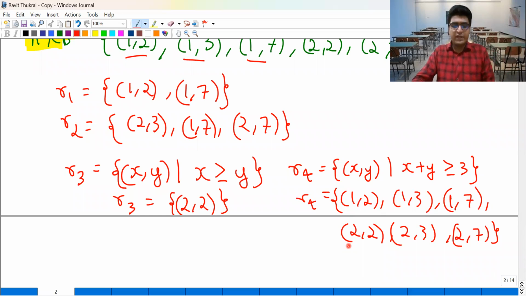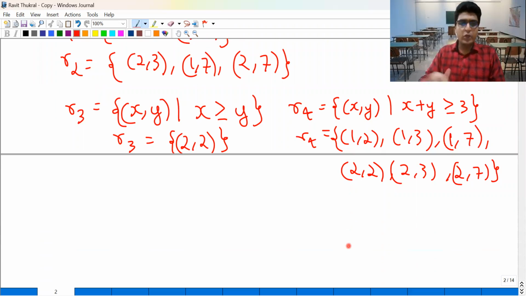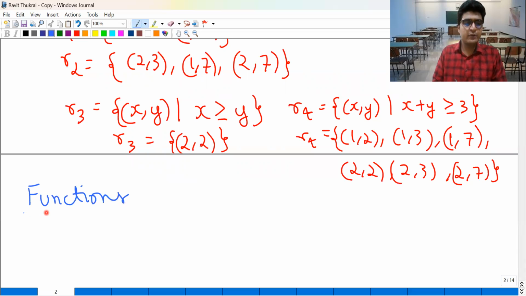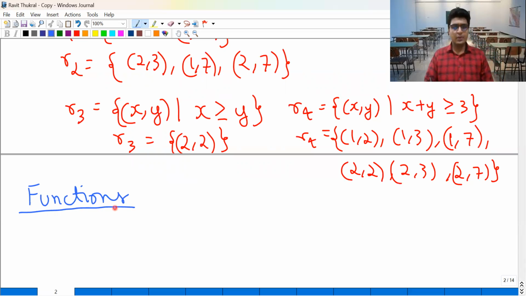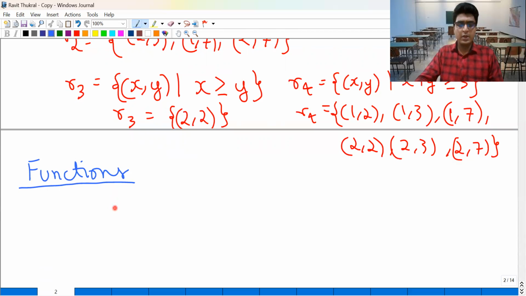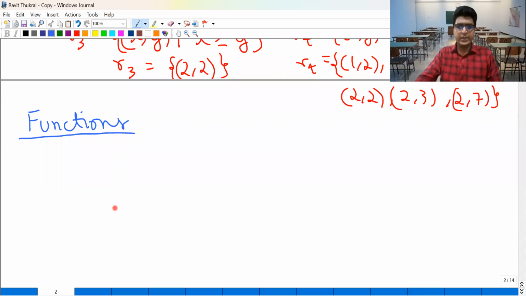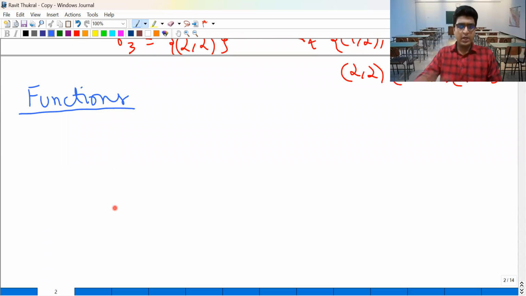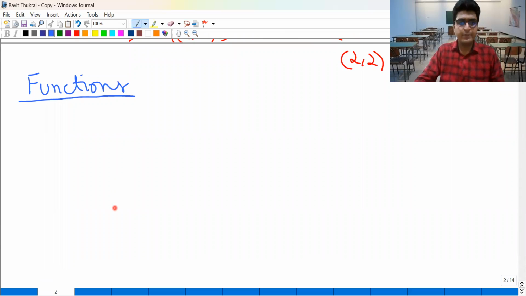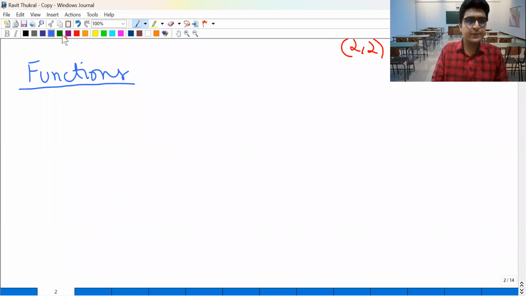So we are done with relations. Now we can talk about functions. Okay, let's talk about functions now. So let's quickly build up these basics once, then we can increase the level, and even if you're aware of these concepts, you'll still find something new in this class. So let's talk about functions. So function is also a relation.